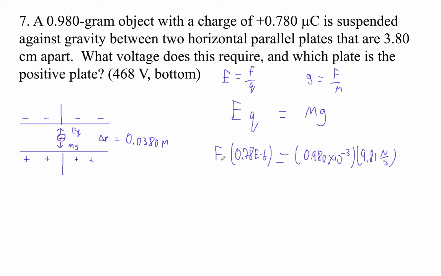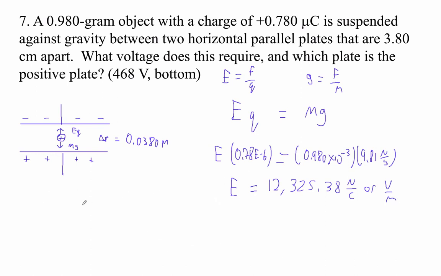And then we'll solve for E. So E equals 0.98 E minus 3 times 9.81 divided by 0.78 E minus 6. Wow, that's a big electric field. The electric field is 12,325.38 newtons per coulomb, or, by the way, volts per meter, which are the same thing. So now we have the electric field.